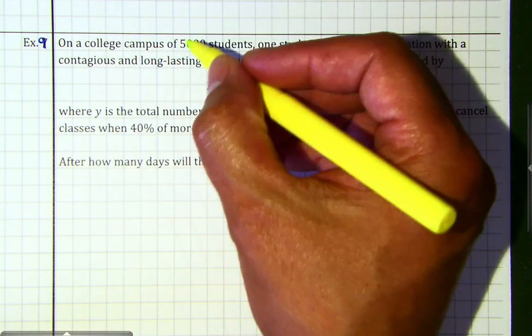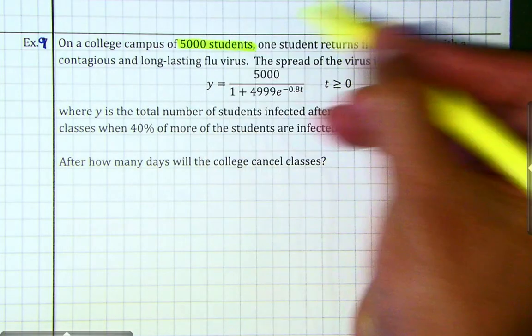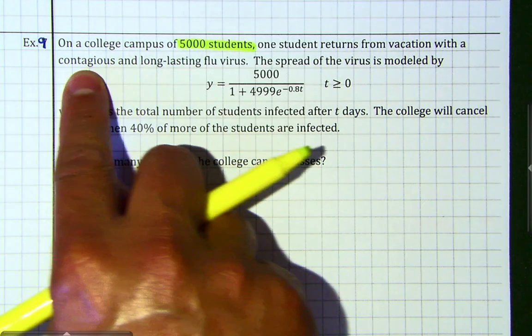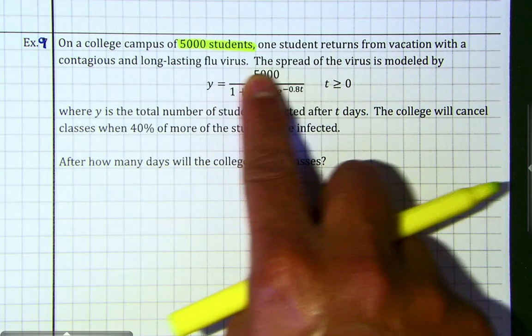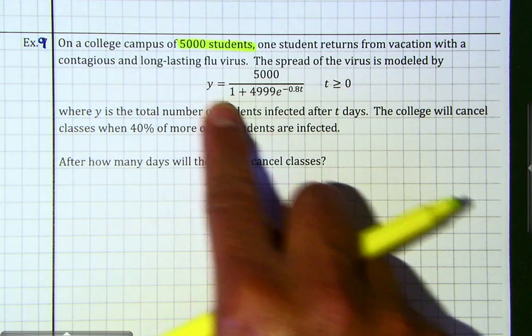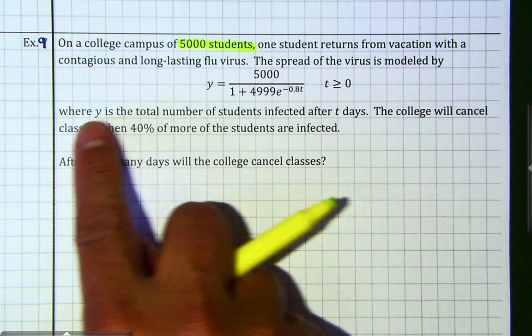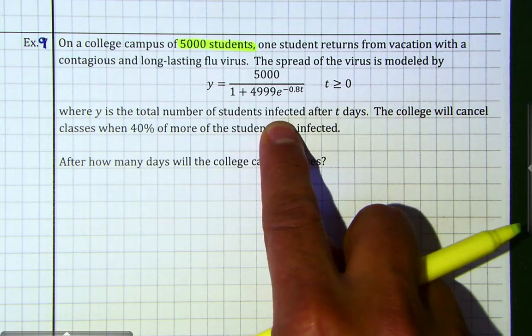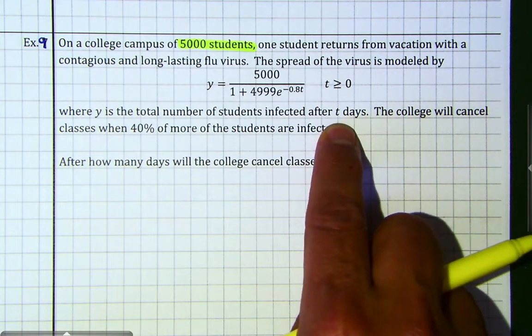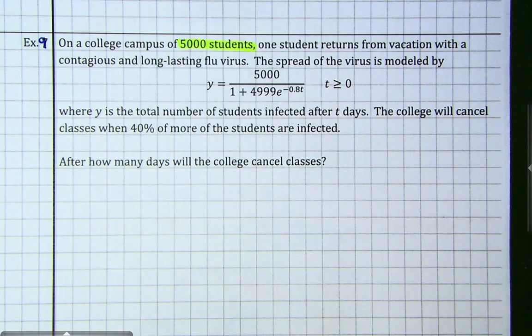On a campus of 5,000 students, one student returns from vacation with a contagious and long-lasting flu virus. The spread of the virus is modeled by the following equation, where T is time and Y is the total number of students infected after T days. The college will cancel classes when 40% of the students are infected.